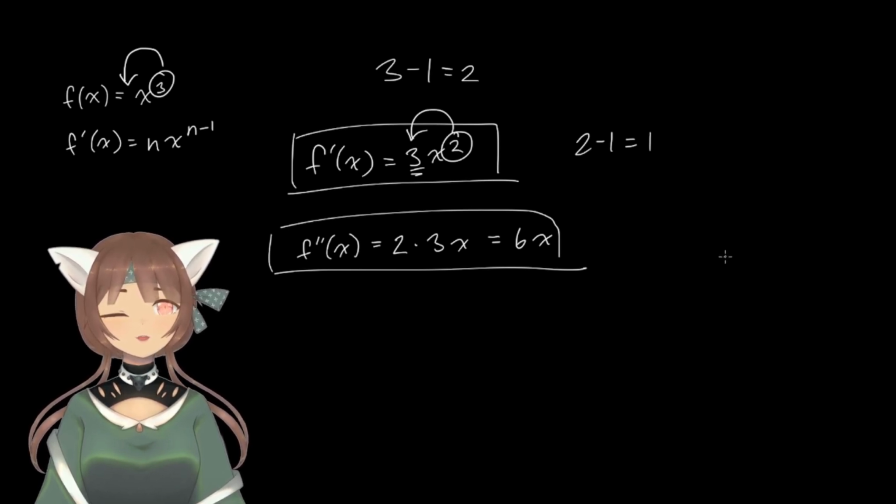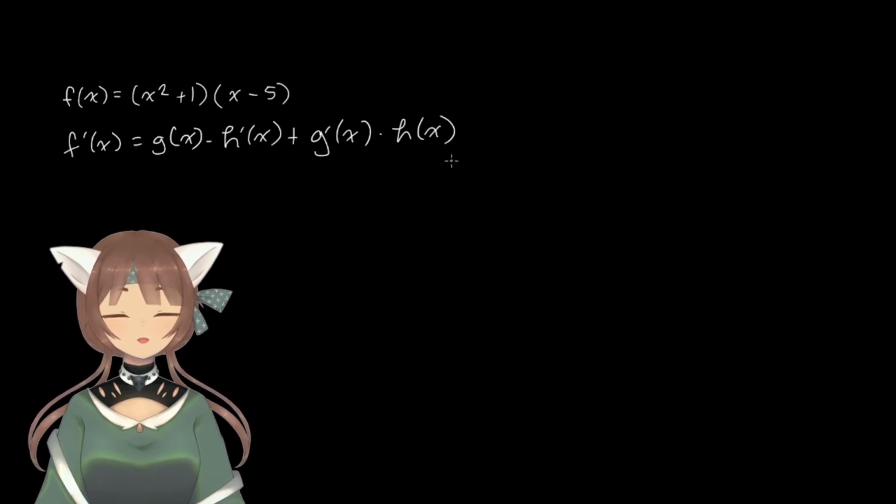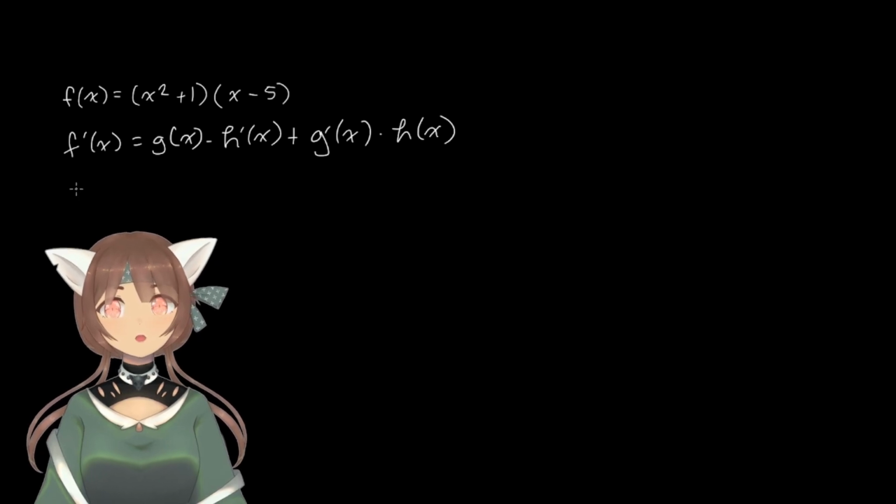Let's move on to something slightly more complicated. In my opinion, the only reason that the product rule and the quotient rule are more difficult is because they get a lot messier a lot quicker. For the product rule, which we're seeing here right now, we're going to be using the formula f prime of x equals g of x times h prime of x plus g prime of x, times h of x. As you can see, this formula is a lot longer, which means that our derivative is going to get a lot messier.